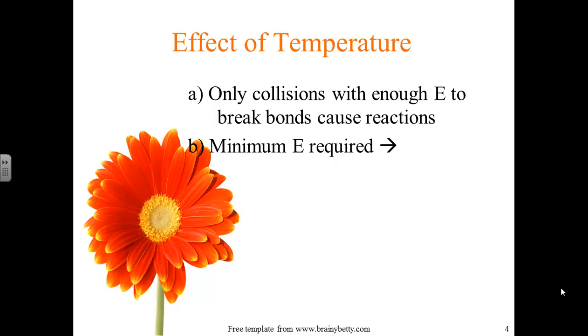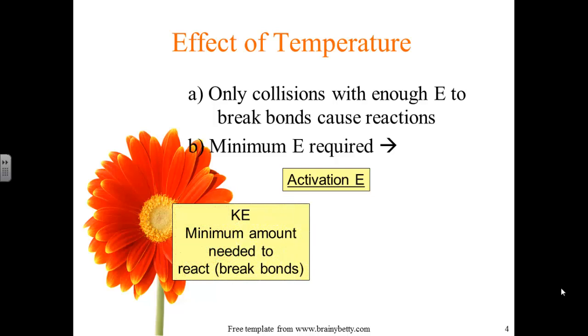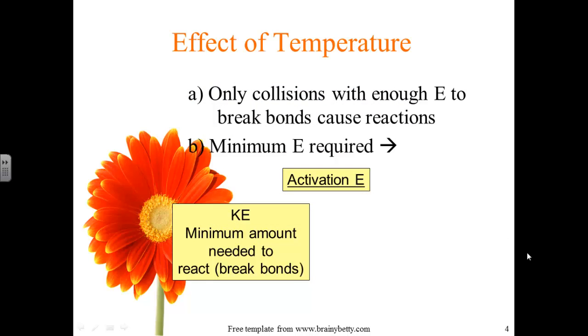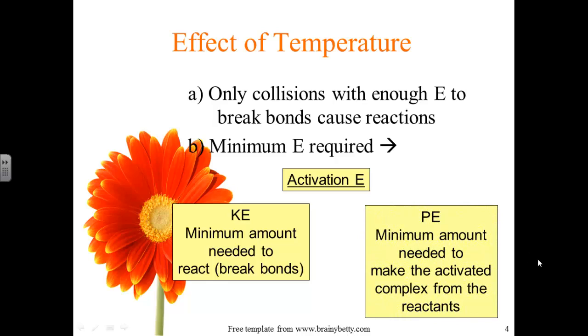This minimum amount of energy that's required for reaction is called the activation energy. When we're talking about kinetic energy, we refer to activation energy as the minimum amount needed to react or break bonds. If we're talking about potential energy, we'll be talking about the minimum amount needed to make the activated complex from the reactants. And we'll talk about what the activated complex is in a little bit.